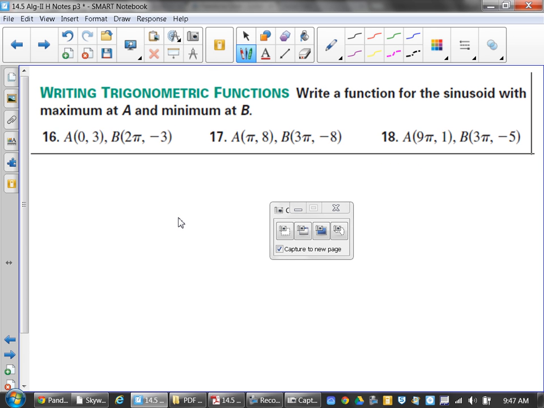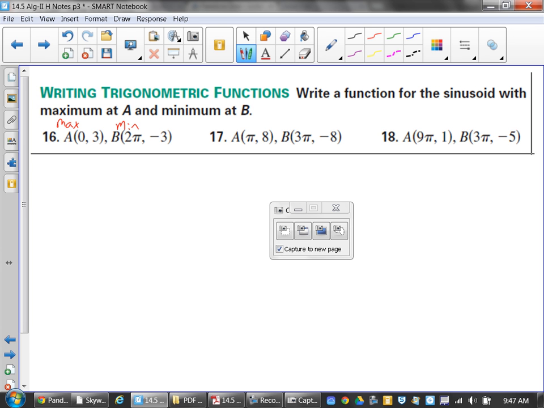So we're going to do this just ever so slightly different than what you did yesterday. And this is actually pretty simple. It turns out to be the same stuff from yesterday, minus what? You just don't get a graph. So if I'm looking at this, I'm going to write a function for the sinusoid that has a maximum at A and a minimum at B. They're telling you your max is A and your minimum is B.